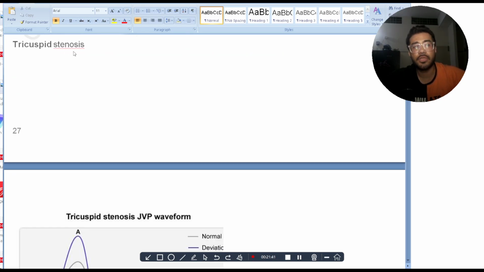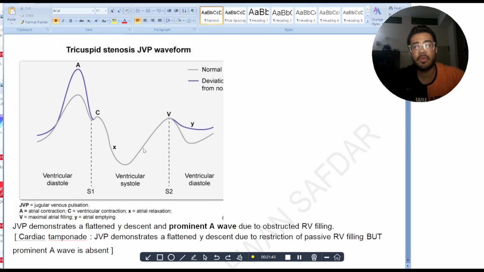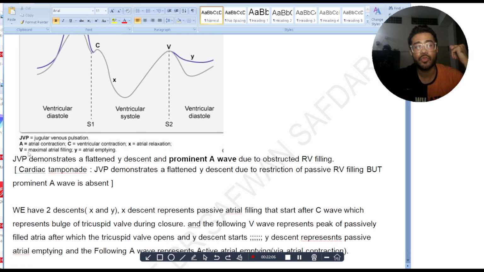So, tricuspid stenosis, I already explained the JVP waveform. What's going to happen? All the parts where the atria is contracting, the pressure goes above. All the parts that fall under ventricular diastole, Y descent represents the passive atrial emptying, and this represents the contraction of the atria, and A wave represents the peak contraction. Everything goes up. Y descent flattening, A waves become really prominent. So JVP demonstrates a flattened Y descent and prominent A waves due to obstructed right ventricular filling.